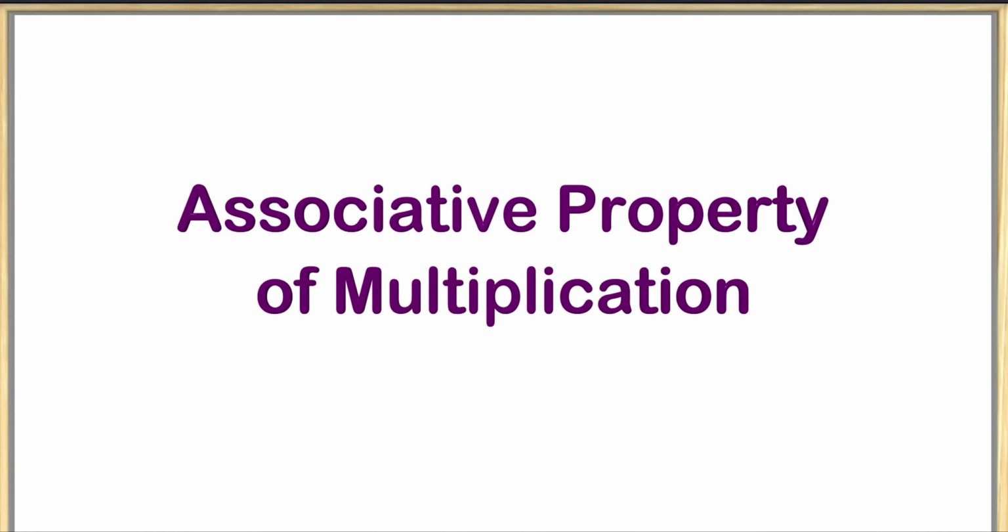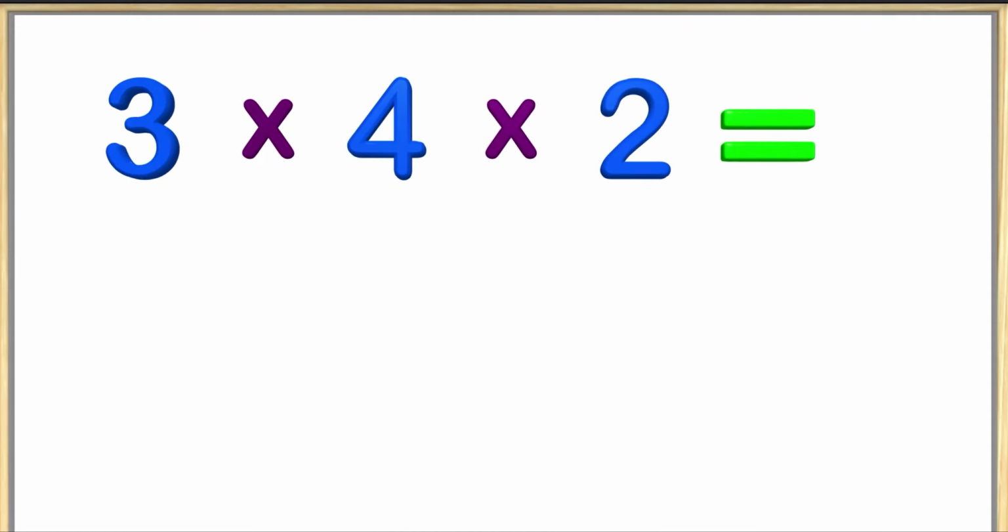The associative property of multiplication says when you are multiplying several digits, you can regroup or reorder the numbers and the product will stay the same. Here we have an example of this concept. 3 times 4 times 2. We are multiplying 3 digits, but where should we start? We could start with 3 times 4, or we could start with 4 times 2. The associative property tells us it does not matter which way we do it. We can choose which group of numbers we start to multiply. That is kind of cool.